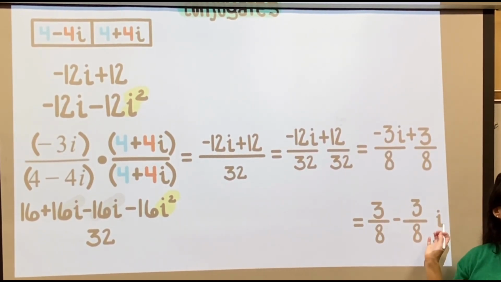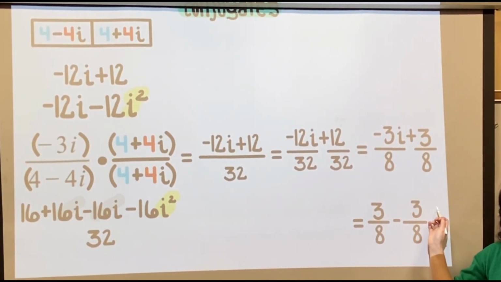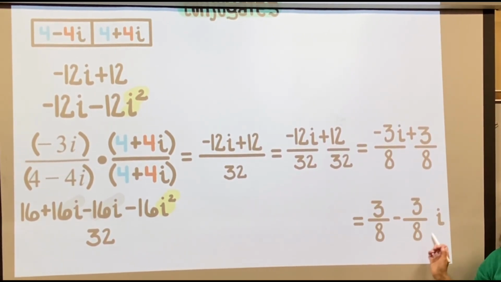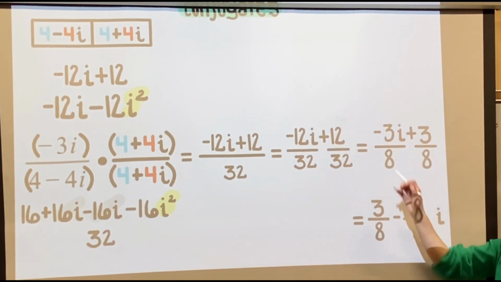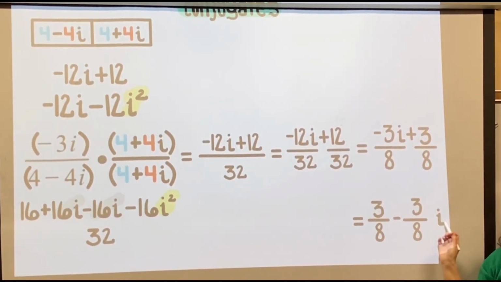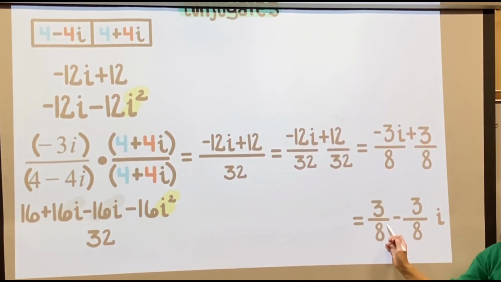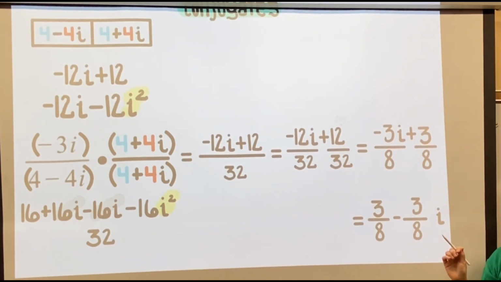Now I put the i off to the side, and the reason I can do that is this i would be over 1. Numerator times numerator, denominator times denominator. If I took 3 times i over 8 times 1, I would have my 3i over 8. That's why we can put the variable on the side. And the reason I'm doing that is my a is 3/8, my b is negative 3/8, a plus bi. We can see clearly the a and the b.